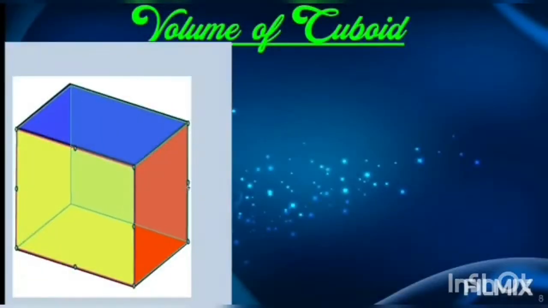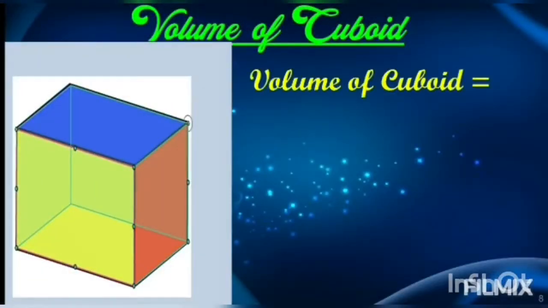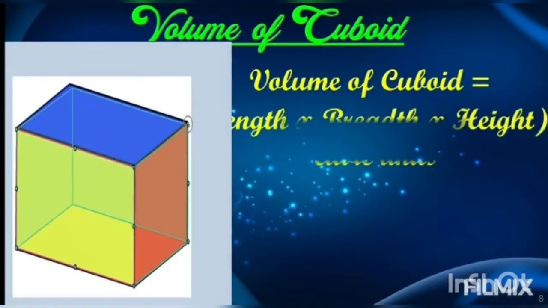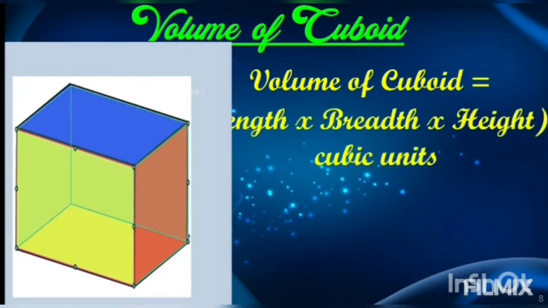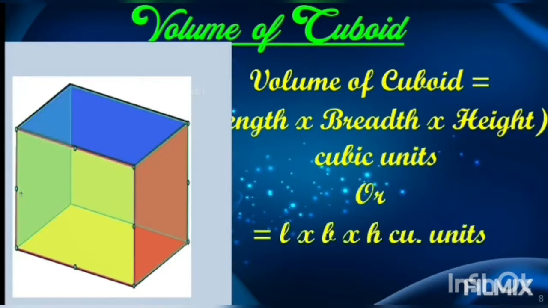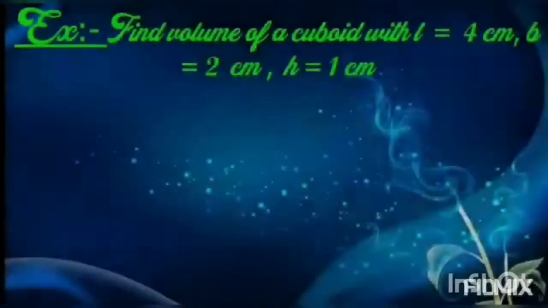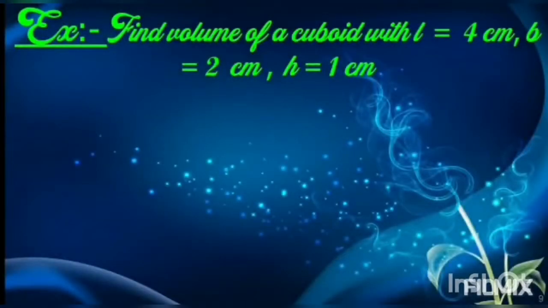Now let's understand the volume of a cuboid. Volume of cuboid equals length into breadth into height cubic units, or we can say it is L into B into H cubic units. Now let's understand this with an example.